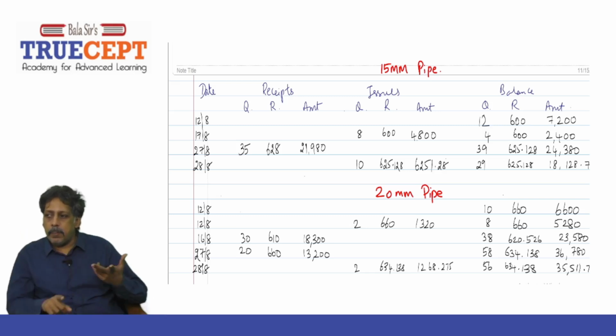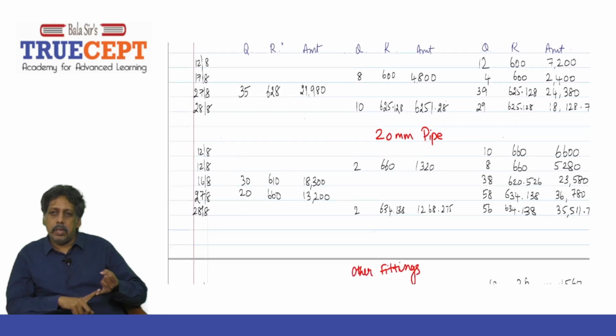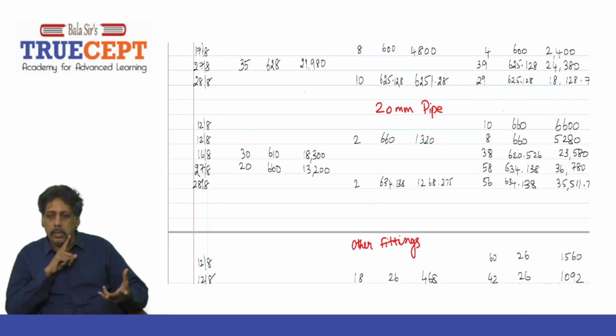That was the 15 mm GI pipe. Now I'll go through the next table. It is for 20 mm pipe. First, opening balance: 10 units at 660 rupees, 6,600.